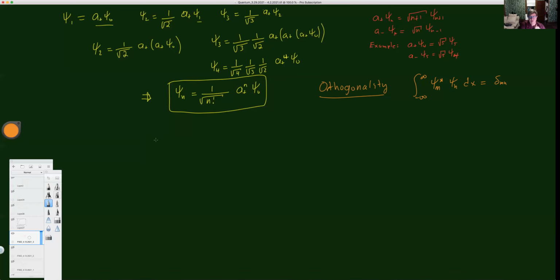And the reason that we do that is to make calculations of expectation values work.